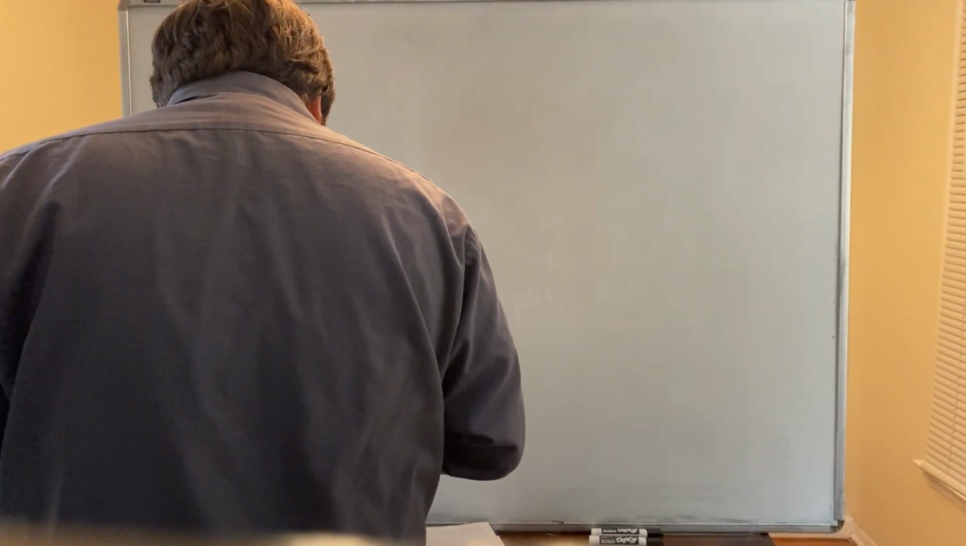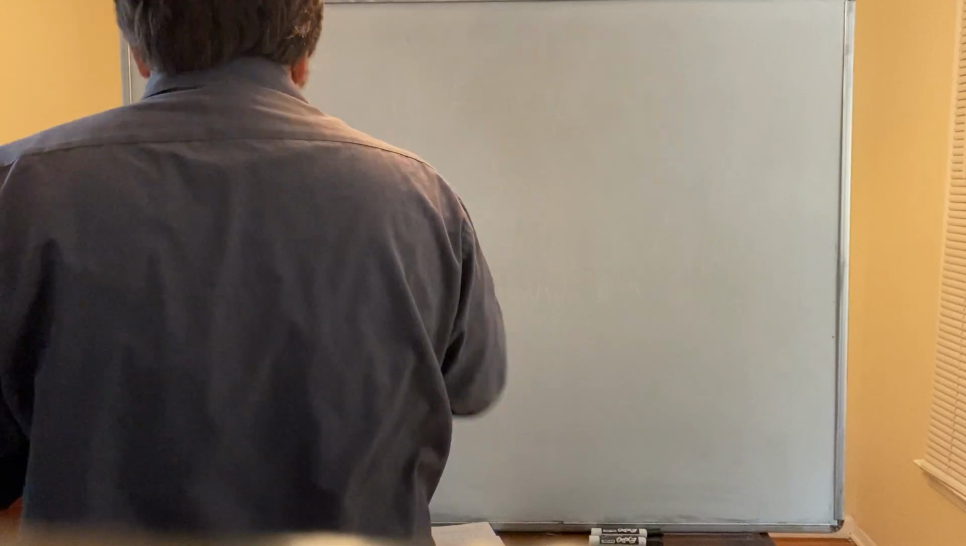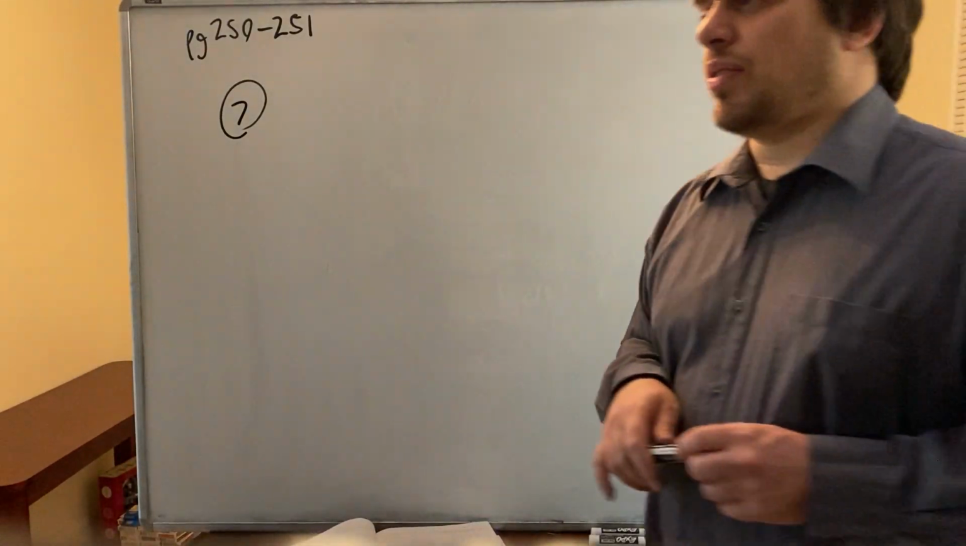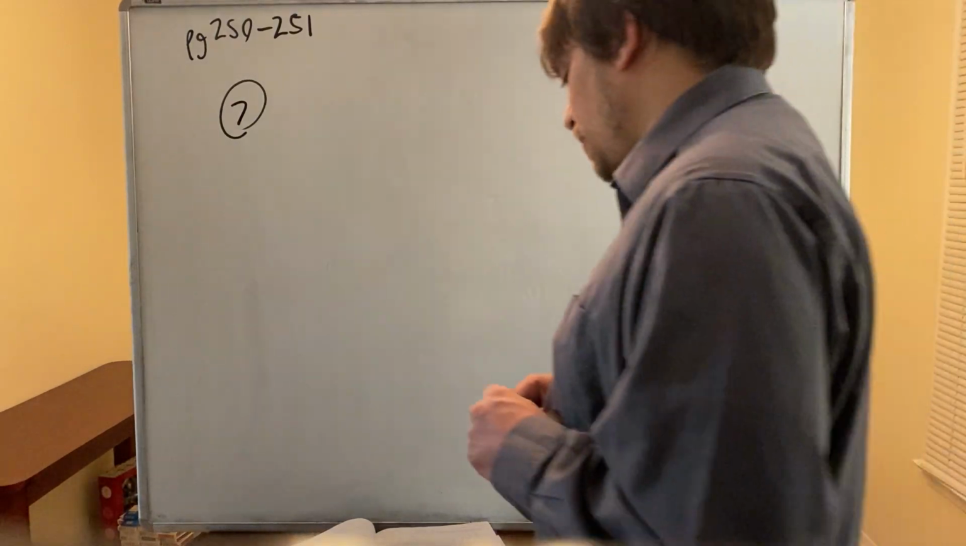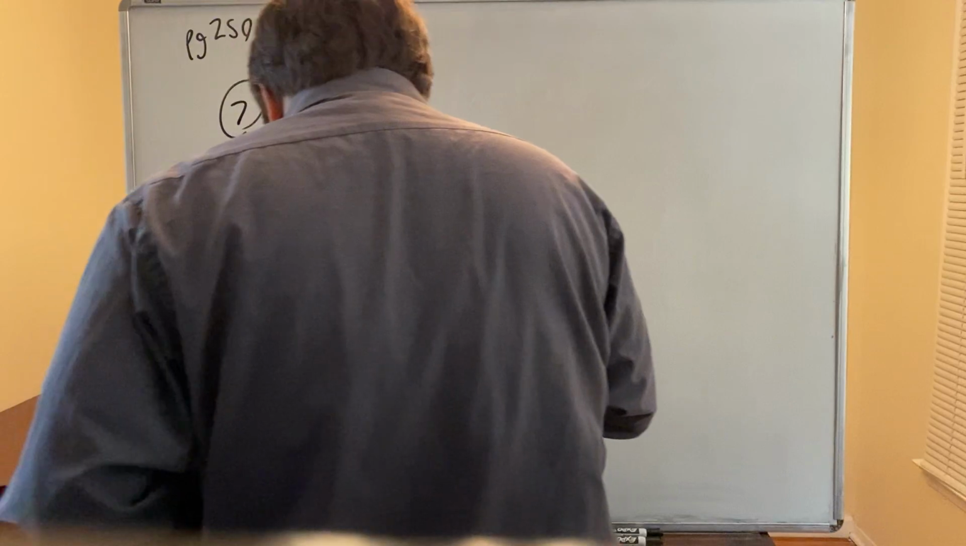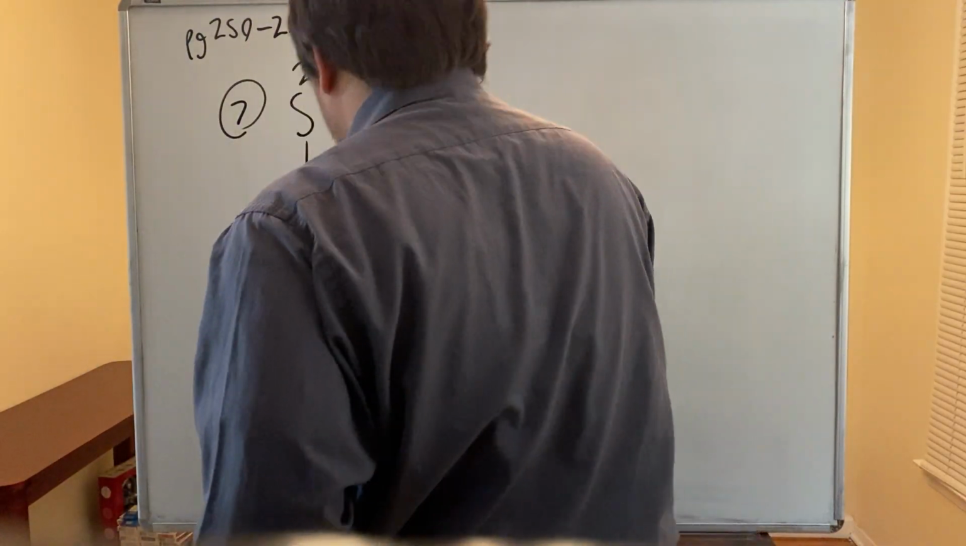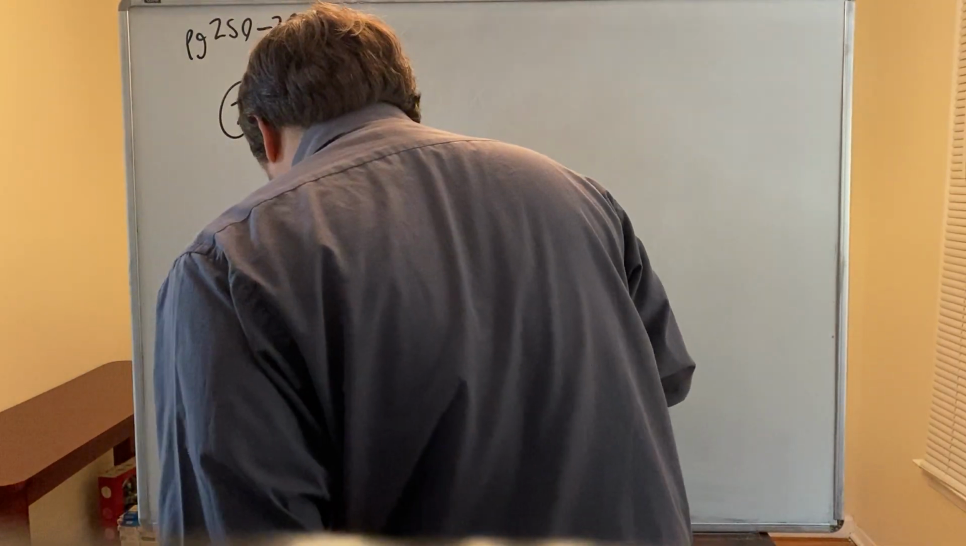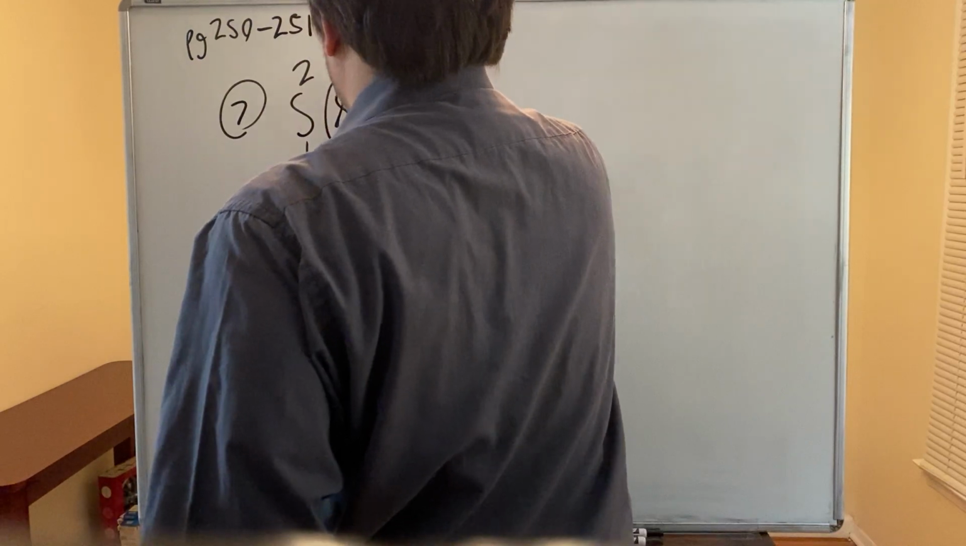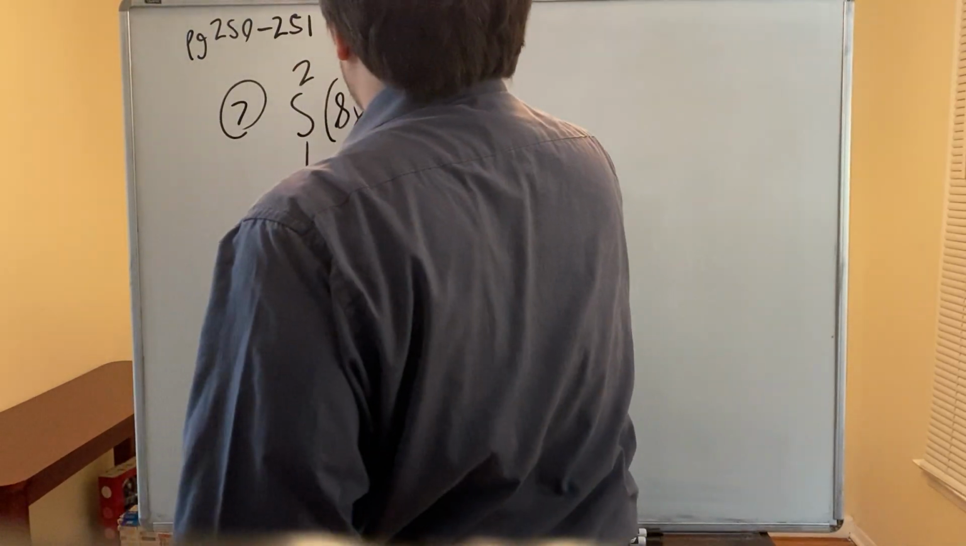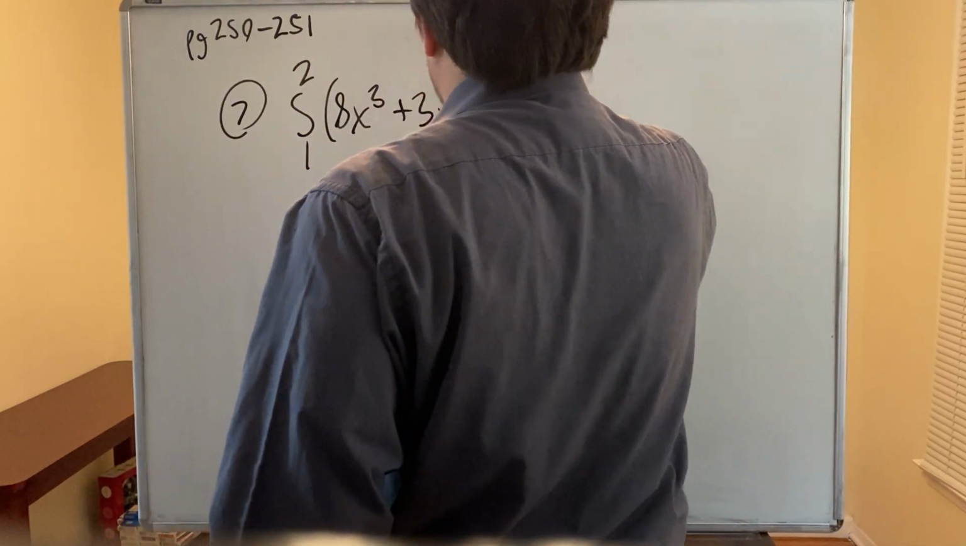Let's go to number 7. Let's start with number 7 on page 250. It says evaluate the integral if it exists. This is the definite integral from 1 to 2 of 8x cubed plus 3x squared dx.